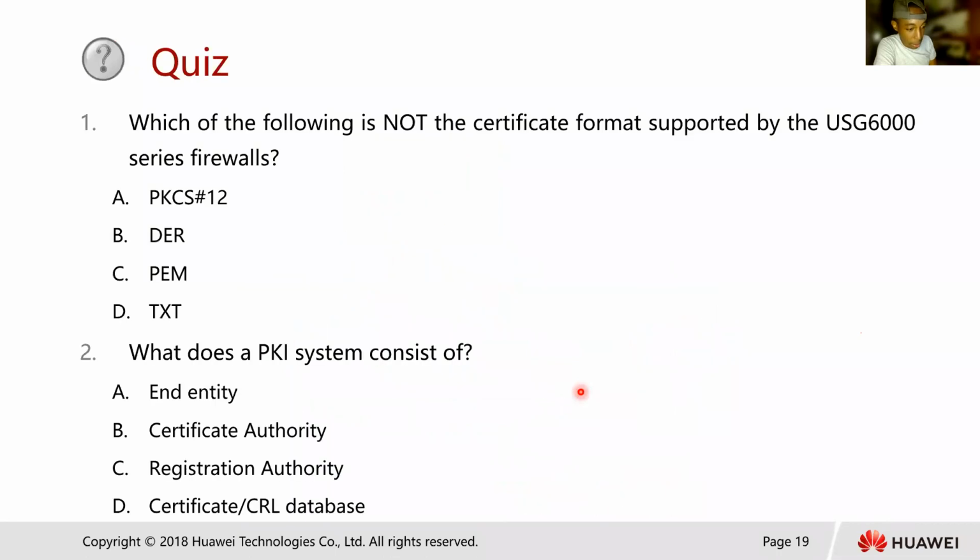So let's go to the quiz. Nice. At least today's slides are not that long on me. So which of the following is not a certificate format supported by USG 6000 series firewalls? This is just a trick question because I don't think there's a certificate that has a format of TXT. I don't remember teaching that. So the answer is obviously D.